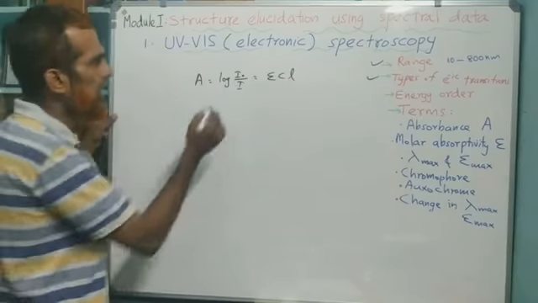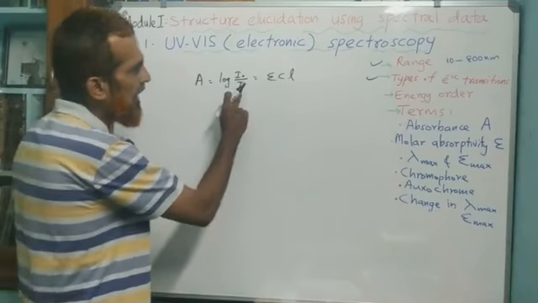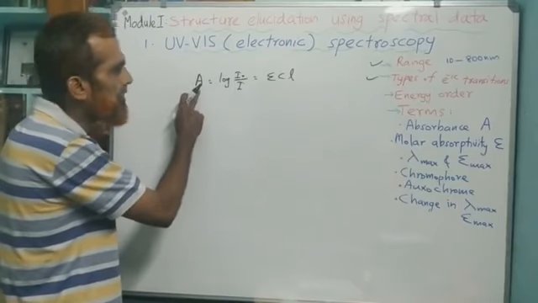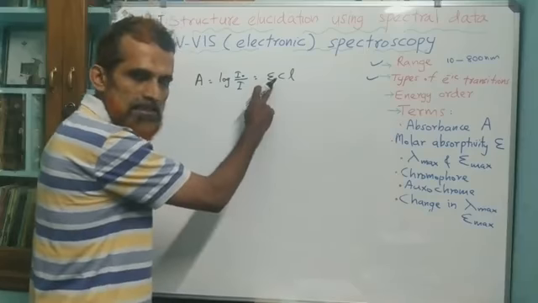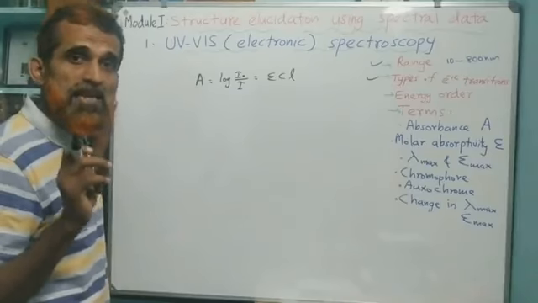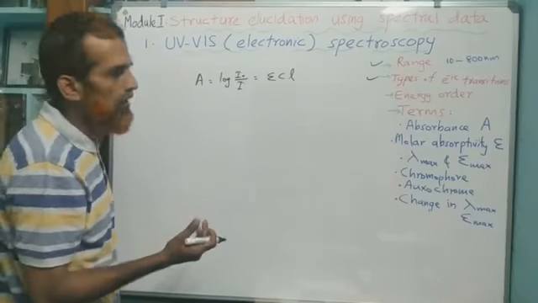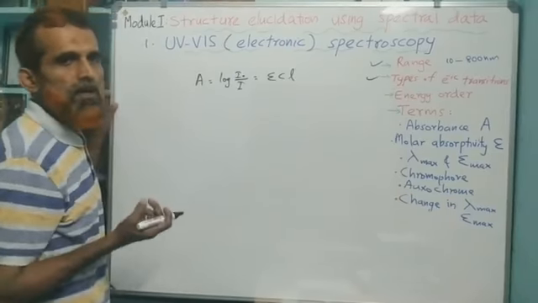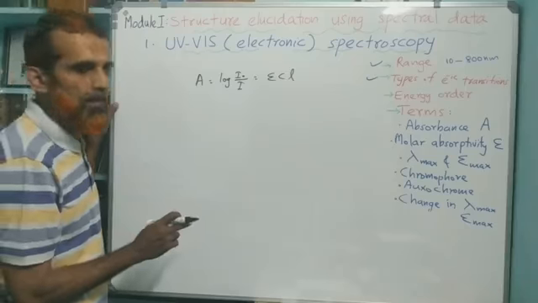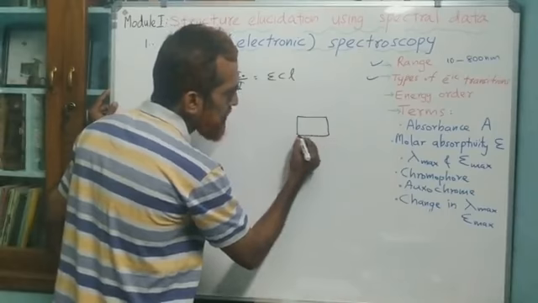What are the terms? I0 is the intensity of the incident radiation. I is the intensity of the transmitted radiation. A is absorbance. Epsilon is a constant called molar absorptivity or molar extinction coefficient. C is the molar concentration, that is in moles per liter, of the solution which contains the sample. L is the length of the solution. See, this is referring to an absorbing solution.